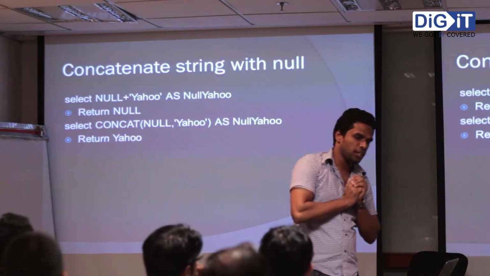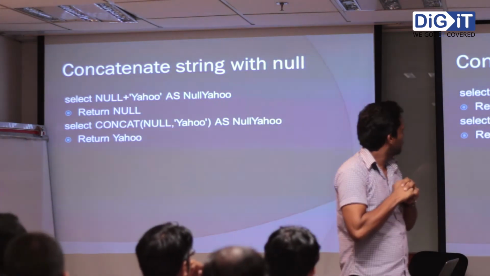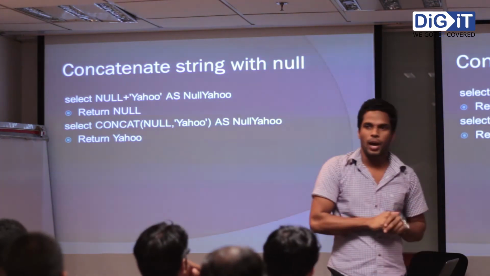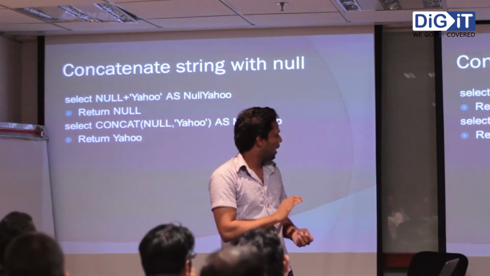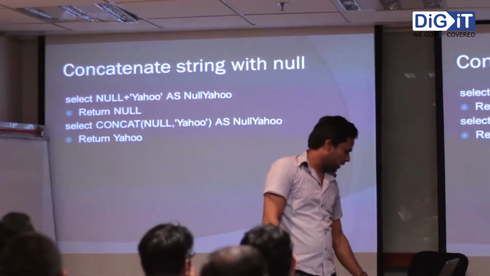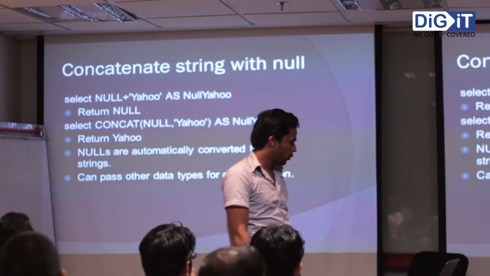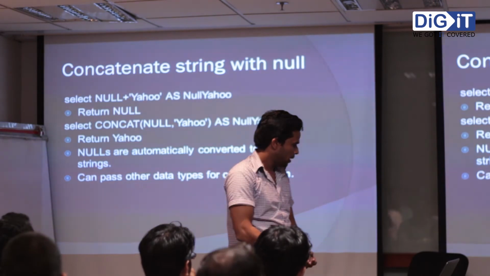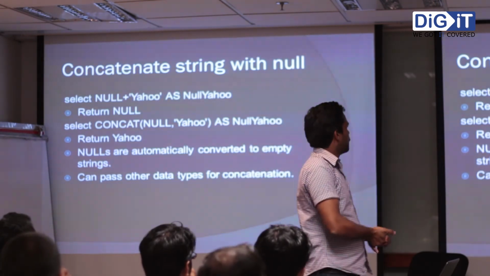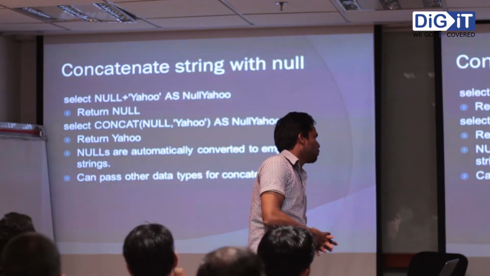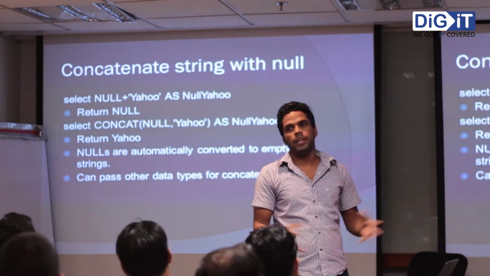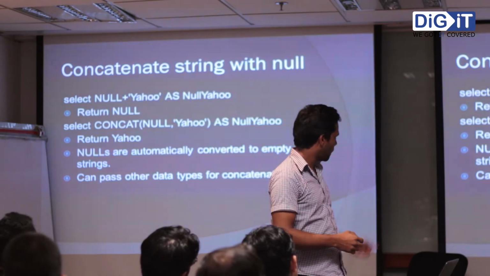That's the difference with this new string function, CONCAT. You can concatenate strings without losing your value. If you add Yahoo to null, any string to null, you keep your value. Null is treated as an empty string, automatically converted to an empty string. You can pass not only strings, you can concatenate other data types as well. So this will be an example.